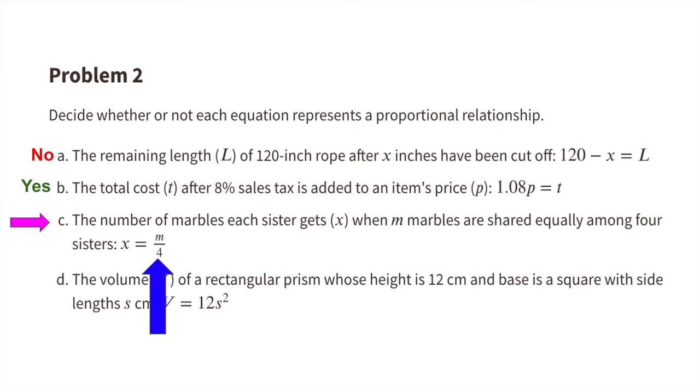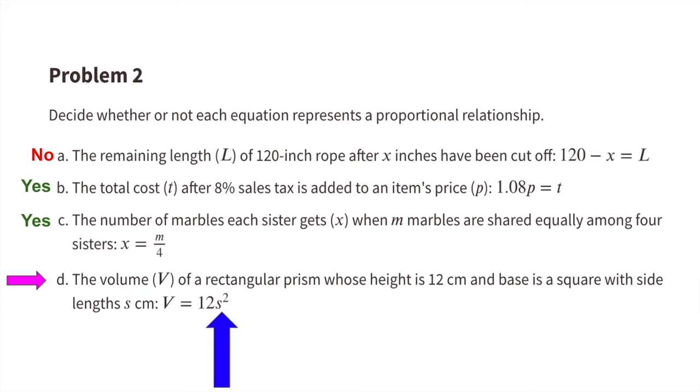C. The number of marbles each sister gets, x, when m marbles are shared equally among 4 sisters. x equals m divided by 4. x equals m divided by 4 is the same thing as 4 times x equals m. So if there's a division sign or a multiplication sign, it tells me that there will be a proportional relationship.